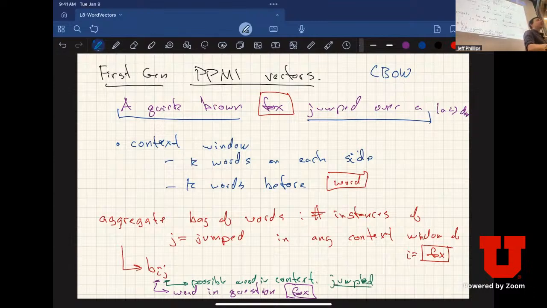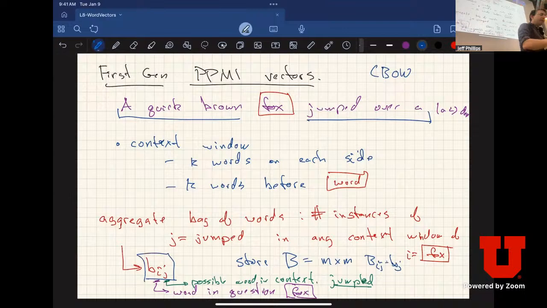Okay, and I want to compute these statistics across all the context windows. So if I have a data structure that's storing a big vector, I can store a big M by M matrix of counts, right? So Bij is going to be this value here.